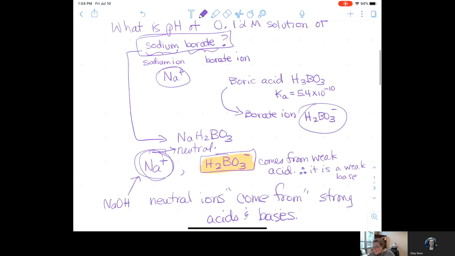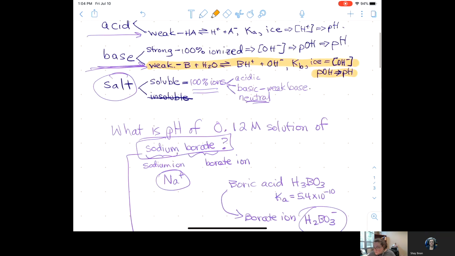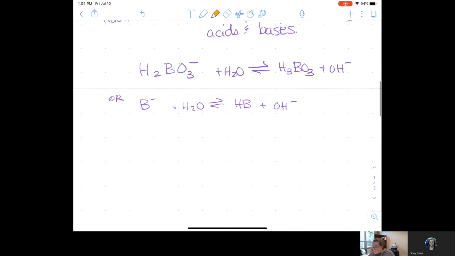Or I could use, again, we're just symbolizing this. Let me scroll back up. I can just use the generic reaction. I could just start with B plus H2O in equilibrium with BH plus OH minus. It doesn't matter how I symbolize it. The important thing is that I see that I've got an OH minus here, and I recognize that that's the basic ion that I'm starting with.